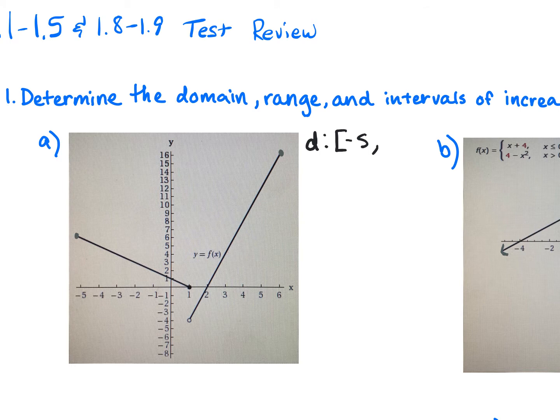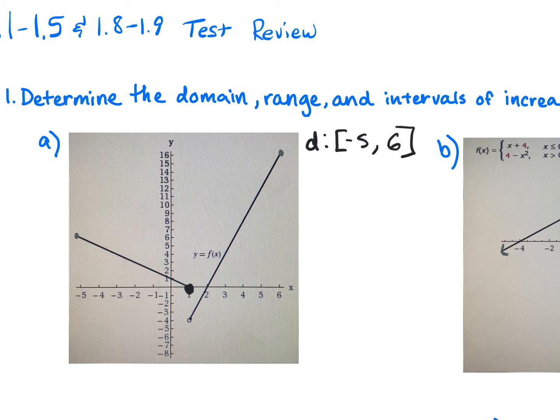What's our largest? 6. Do we have anywhere that it stops in the middle? 1. But 1 is included here, so do I need a gap in my domain? No. So it's just from -5 to 6, and 6 has a bracket also, since it's a closed circle. Even though there are two separate lines, we have a value for x everywhere from -5 to 6, so we don't have to stop our domain. So it's continuous. Even though we jump here, 1 is still included here, and then it picks up again down here.